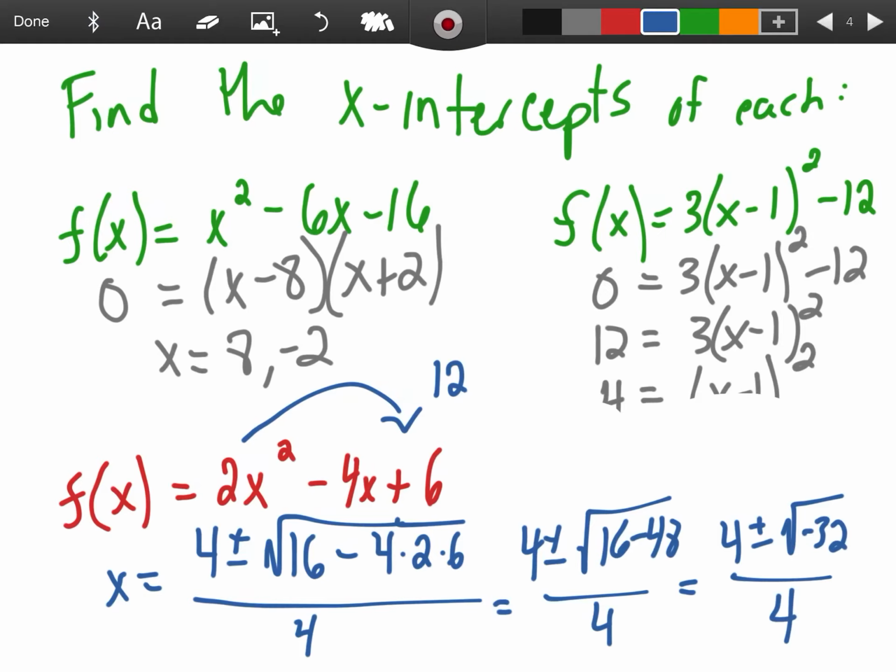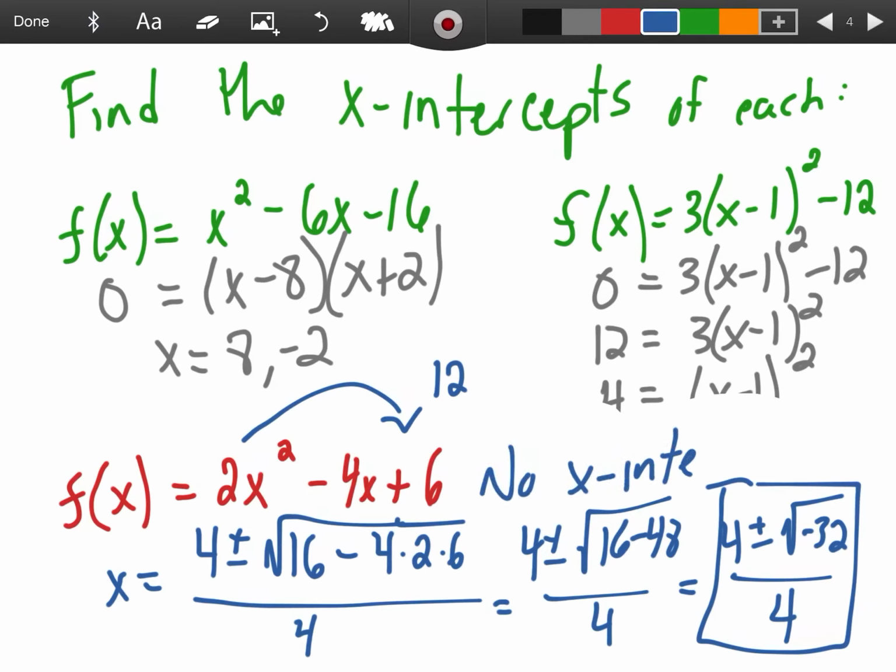Well, if that's not a real number, we're not going to have an x-intercept there, right? You can't have an x-intercept at an imaginary number or a complex number. That doesn't really make sense because we can't see those on a graph. So this one is not going to have any x-intercepts because it doesn't have any real zeros. It doesn't have any real roots. When we do the quadratic formula and try to solve for when it's equal to 0, we get two complex numbers. So this does not have any x-intercepts.